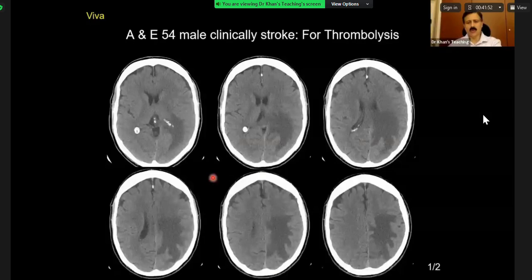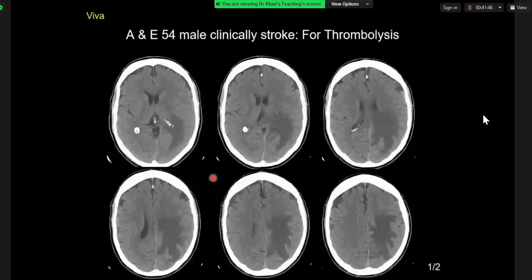So they want to thrombolyse. Will you allow that? The low density areas are in keeping with an established, evolving infarct. It depends on the time of onset and the clinical presentation of the patient. But radiologically, I do not see any contraindication on these slices.